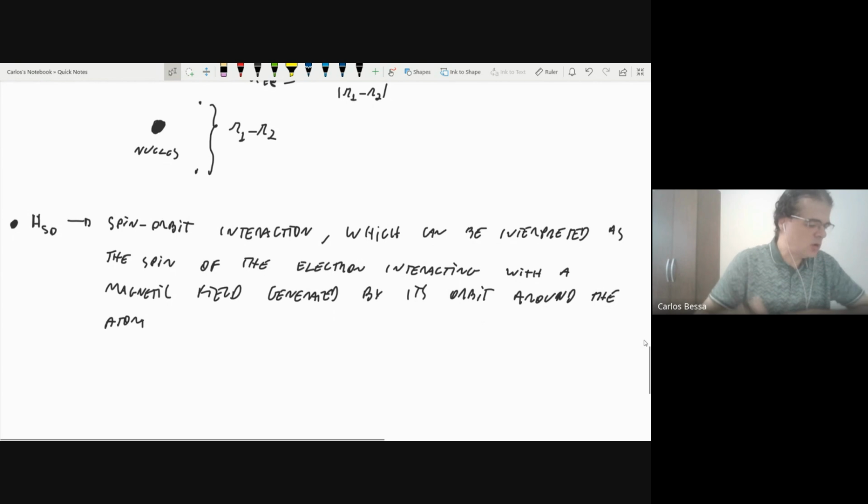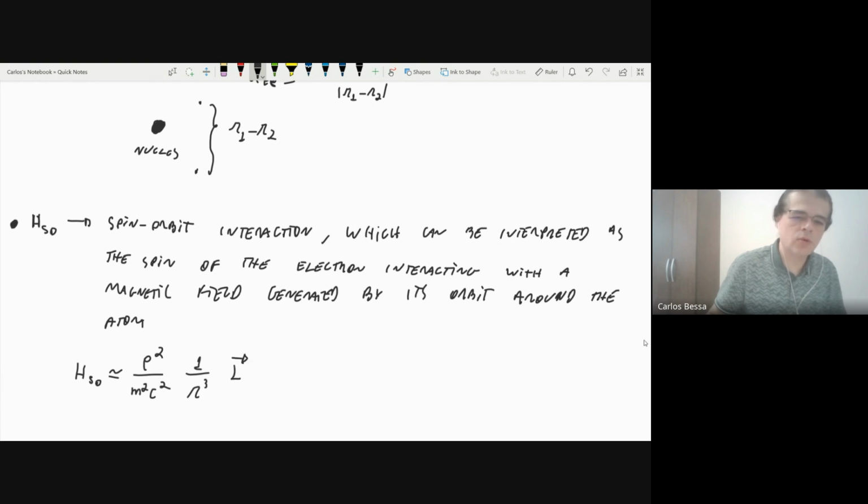So in general, this term is something proportional to 1 over r cubed, the product between the angular momentum and the spin angular momentum.